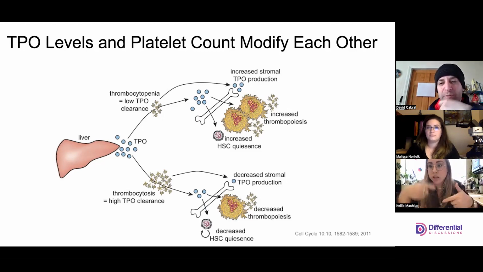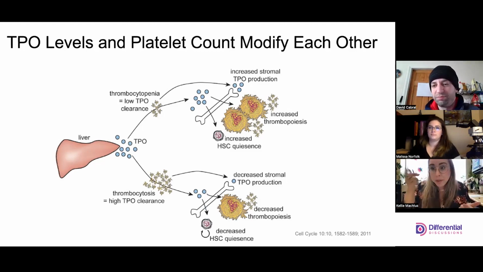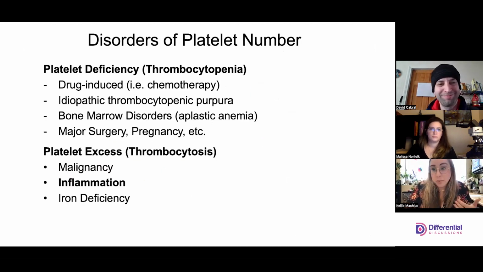Then the opposite is true. If you have high platelet counts, you're going to have a little TPO in your blood, because those platelets are taking it out of circulation. So then fewer HSCs are going to become megs. So that basically brings us to what I was talking about, that there are disorders of platelet number that are not because of TPO.